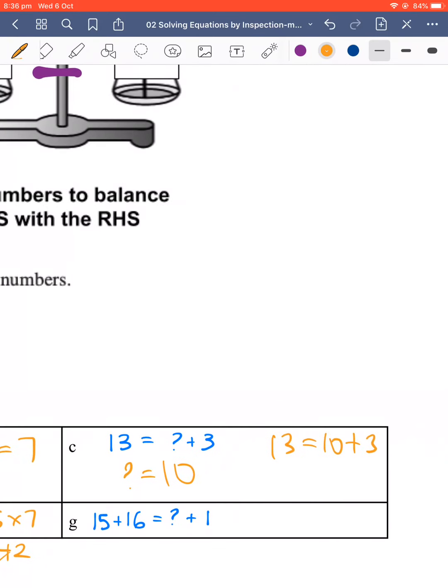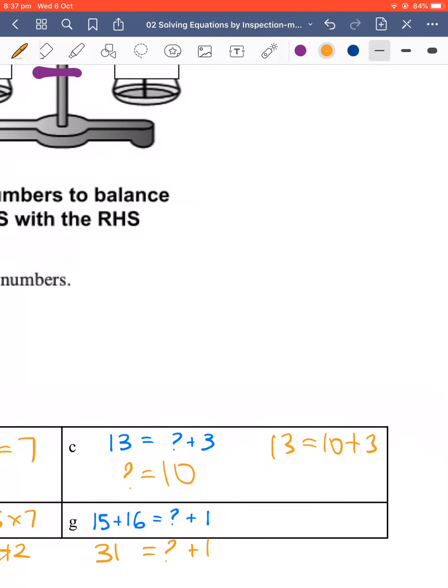Next one, I've got 15 plus 16 equals some number plus 1. When you have ones like these, it's really good to answer one side first and then it'll help you with the other. So 15 plus 16, excuse me, actually gives me 31. So I've got something plus 1 gives me 31.